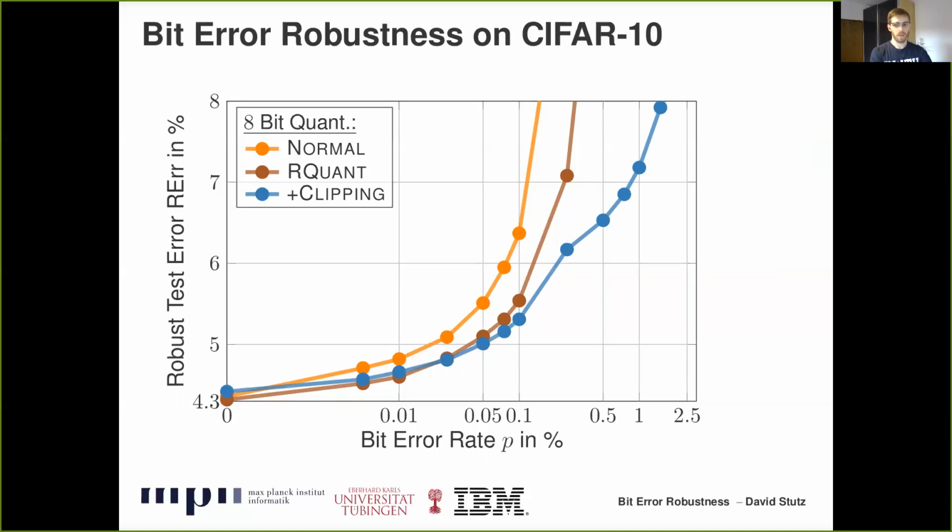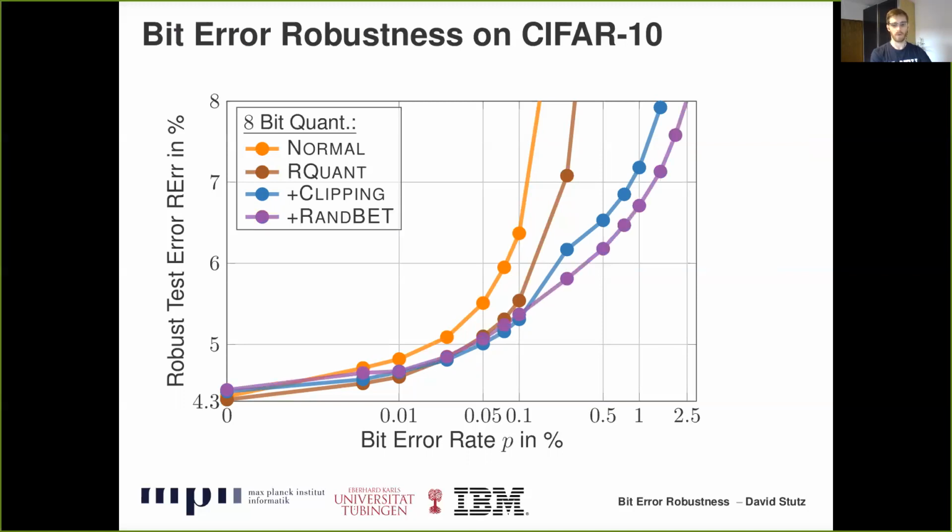Second, we use weight clipping during training. This means that during training, we constrain weights to a small interval using projections. We found that this regularizes the DNN to learn more redundant weights because the network has to use more weights in order to produce large logits, which will minimize the cross-entropy loss. This redundancy introduces robustness in the weights. This is shown here in the blue curve. Especially for high bit error rates, the robust test error is decreased significantly.